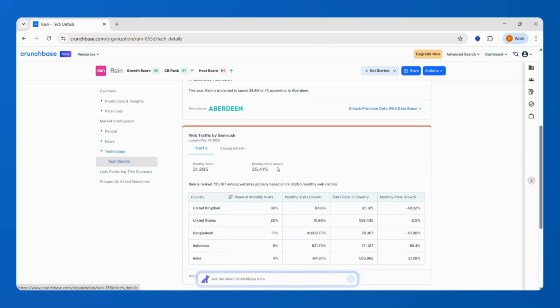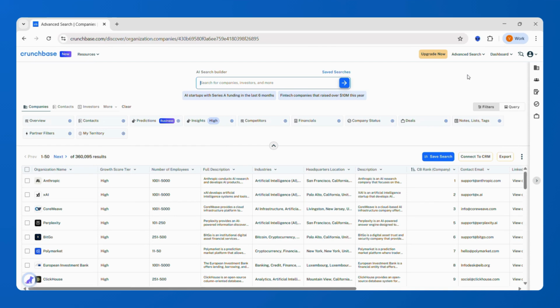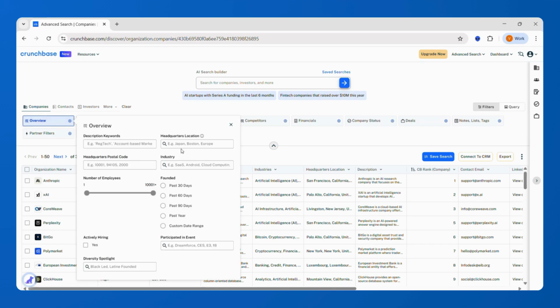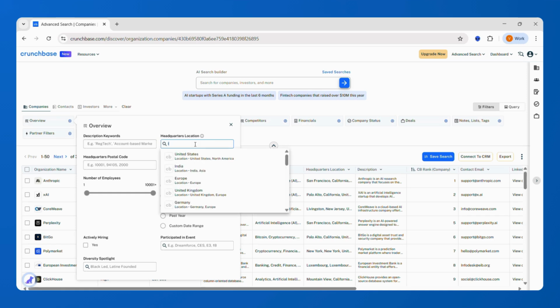Now let's quickly move into the advanced search. In the advanced search, we'll see the company search. Now, when I see the company search, they have around 4 million companies listed on their platform. We start with the very basic, that is the overview, wherein we can search for specific markets, specific industries and sectors of companies.